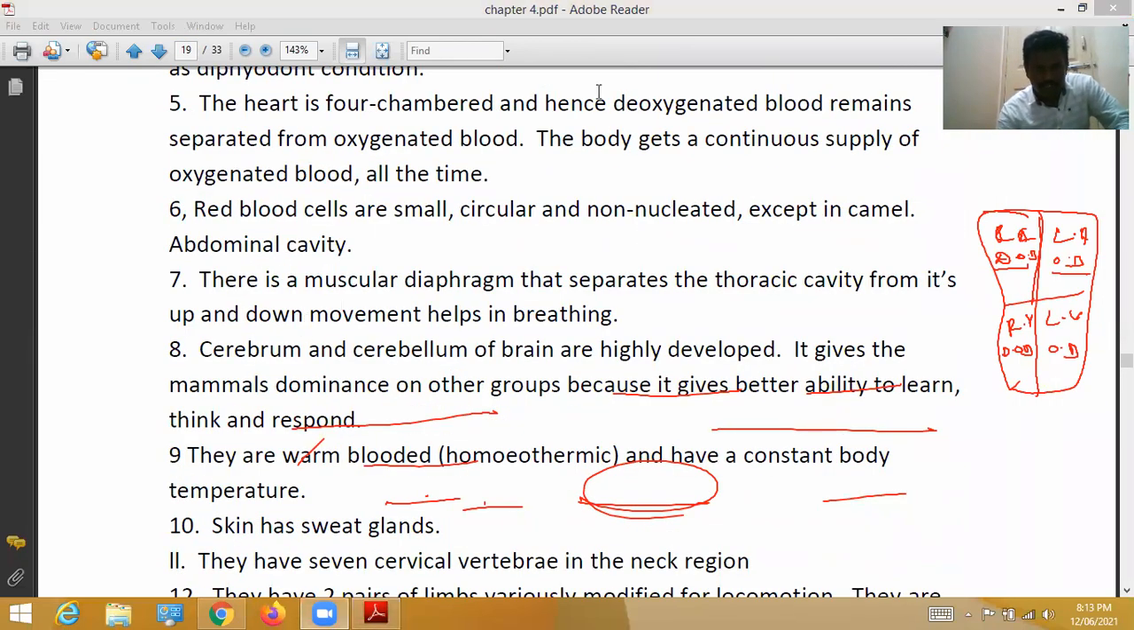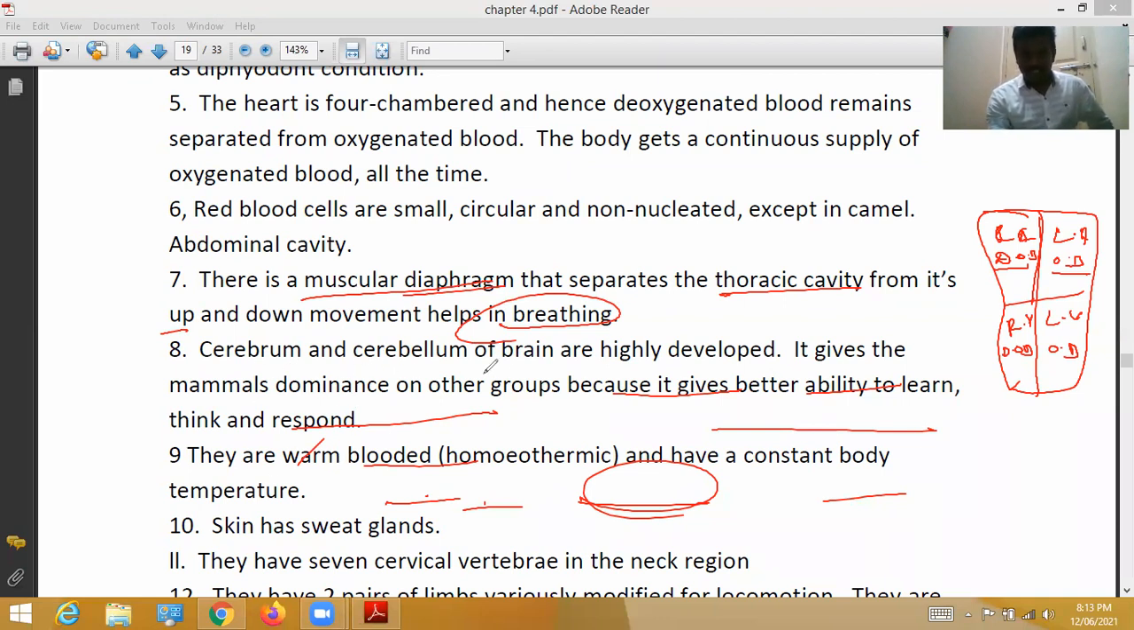There is a muscular diaphragm. In between the thoracic cavity and the abdominal cavity, a diaphragm is present. That is called the muscular diaphragm. So the muscular diaphragm separates the thoracic cavity from the abdominal cavity and also helps the thoracic cavity in its up and down movements during breathing.